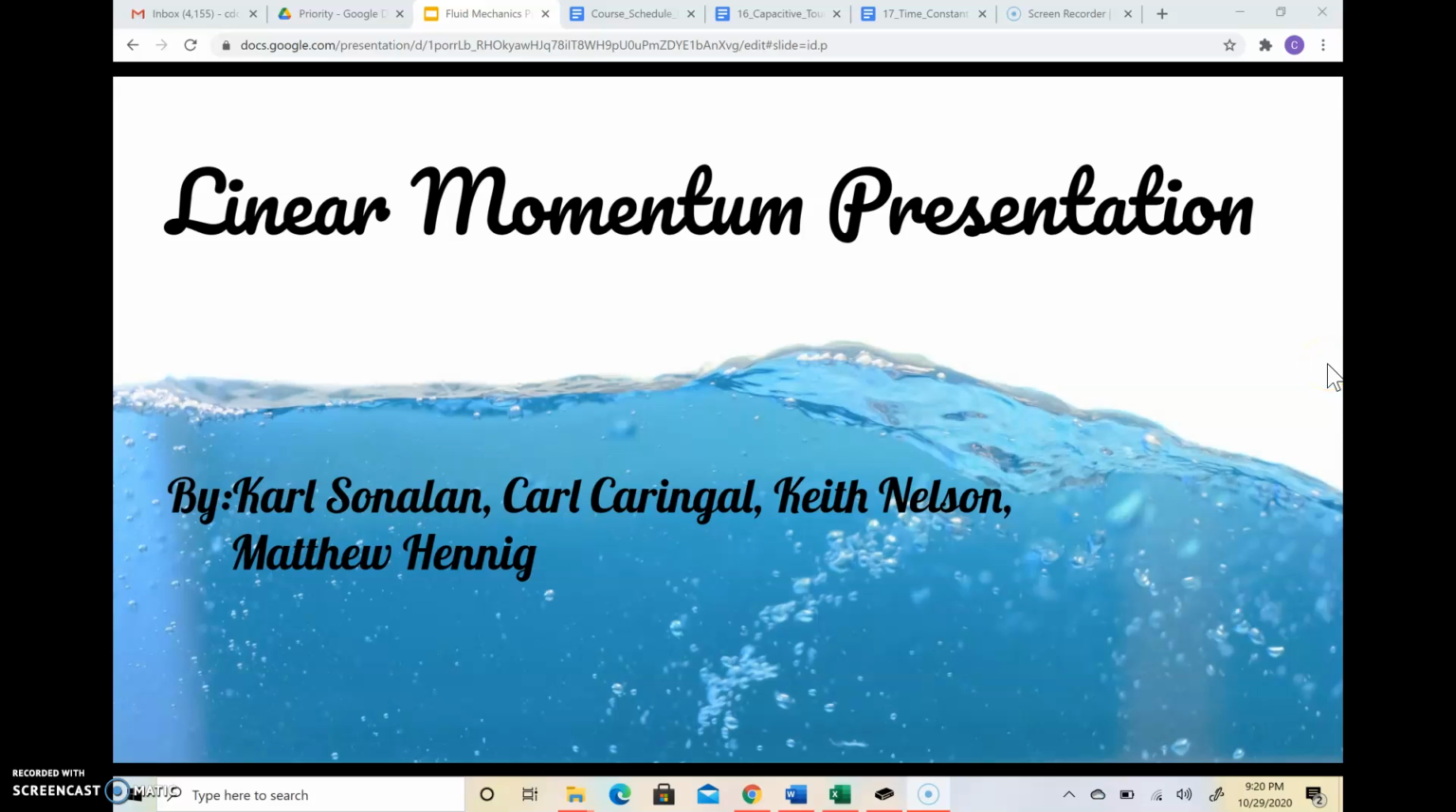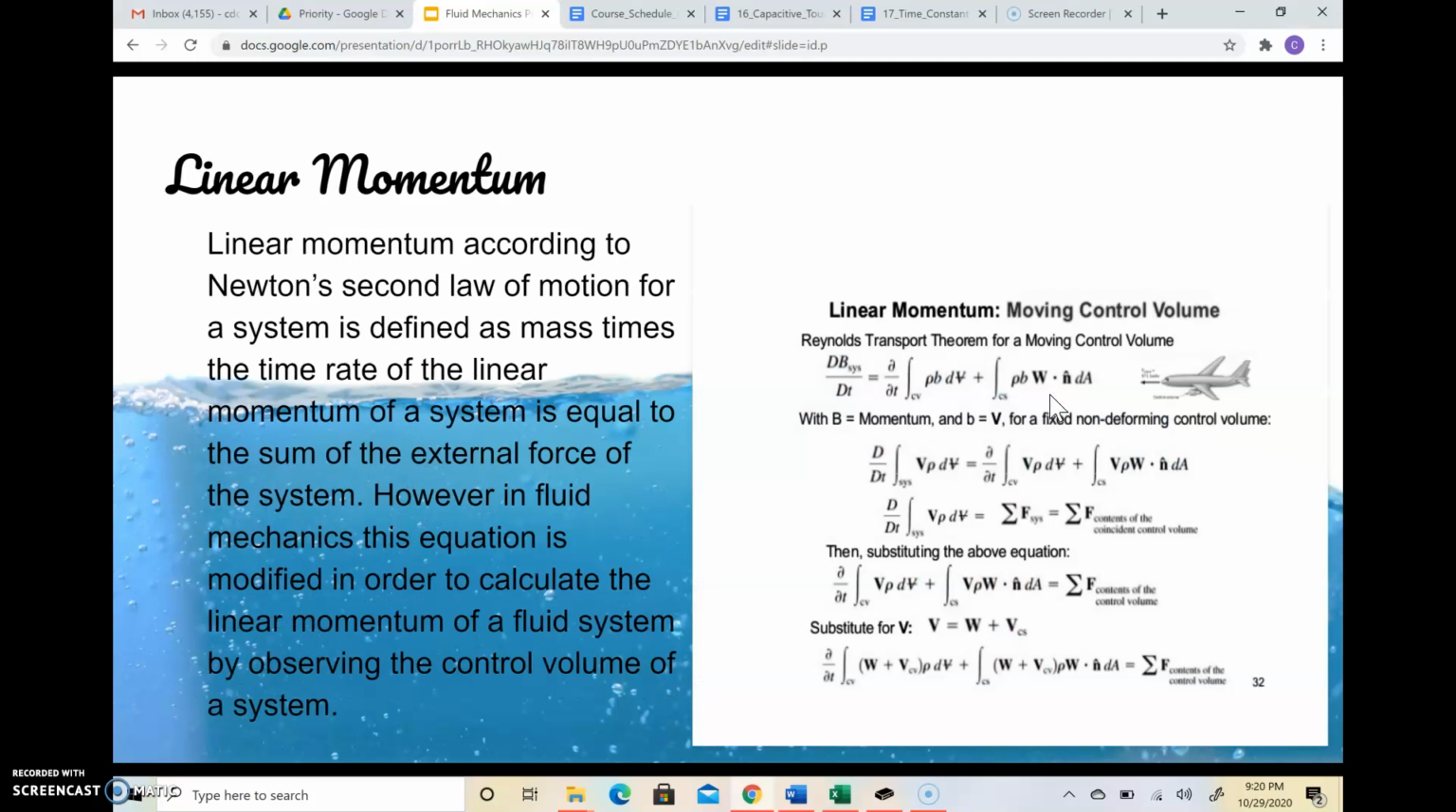We are doing linear momentum. Linear momentum, according to Newton's second law of motion, for a system is defined as mass times the time rate of the linear momentum of a system, which is equal to the sum of the external forces of the system. In fluid mechanics, this equation is modified in order to calculate the linear momentum of a fluid system by observing the control volume of a system.